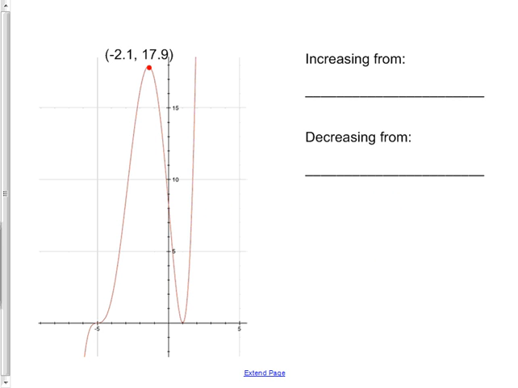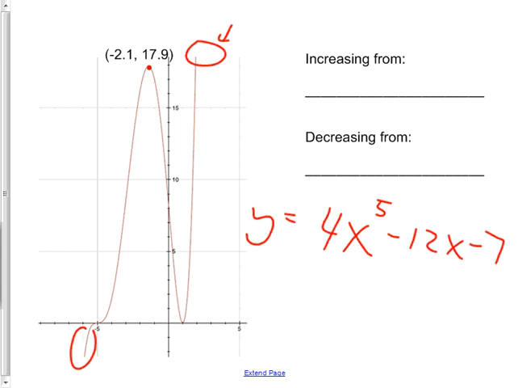Okay? All right, next one. Look at this one. Tell me, on this one, should this be an odd function or an even function? It should be an odd function. Why? Because they're going opposite directions. Okay? And then, should it have a positive or a negative in front of it? It should have a positive in front of it because it's going up on the right. So if I wrote an equation like this, 4x to the 5th minus 12x minus 7, could that possibly be right?